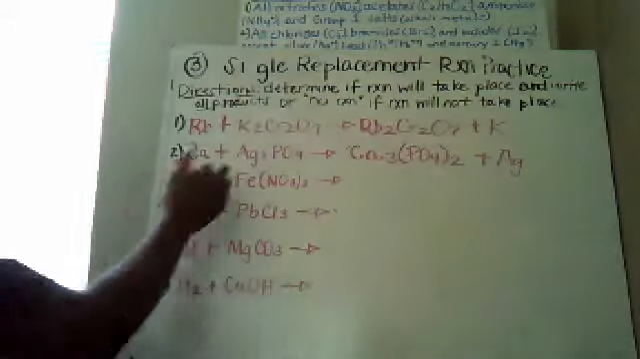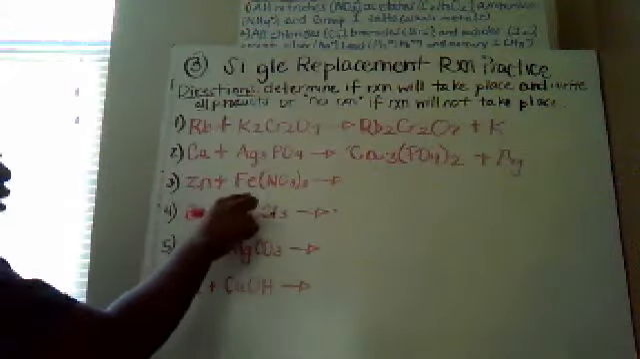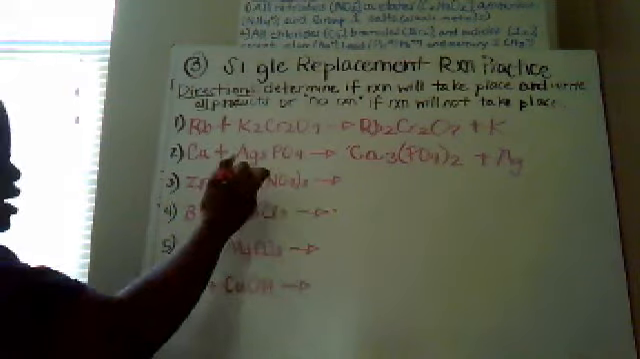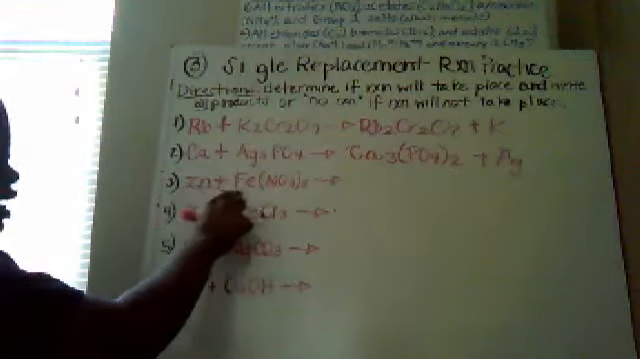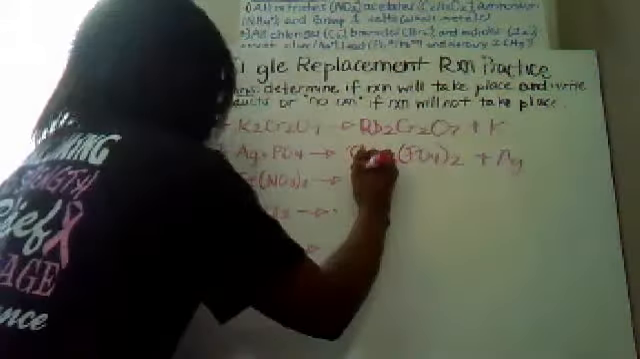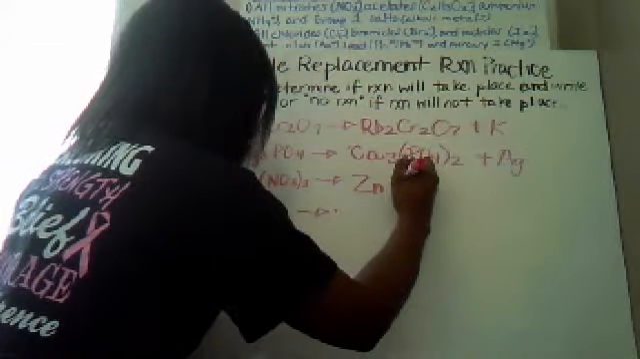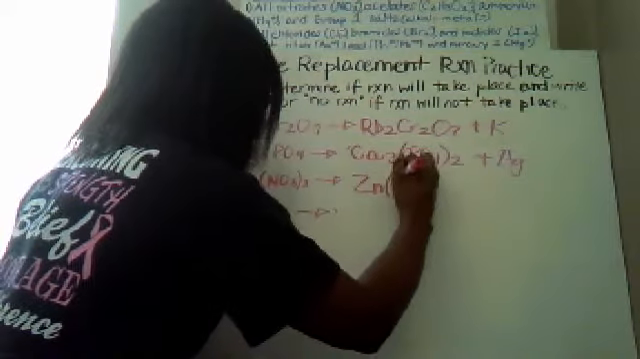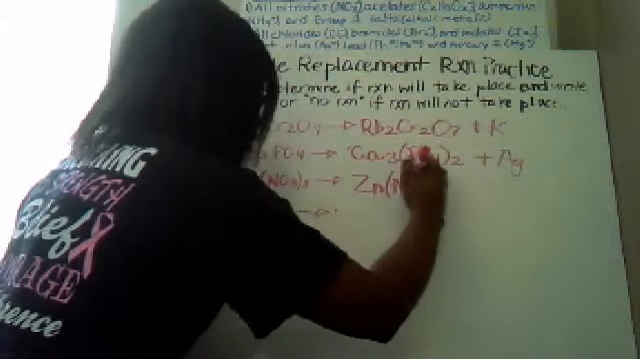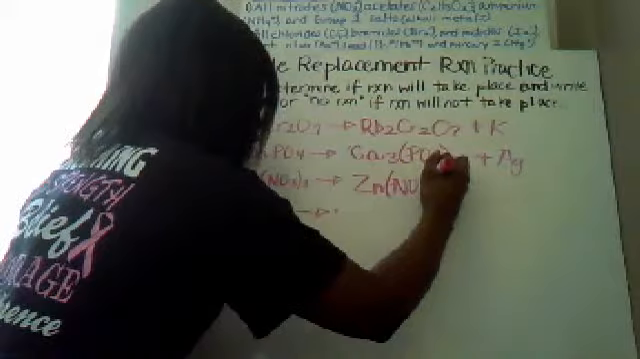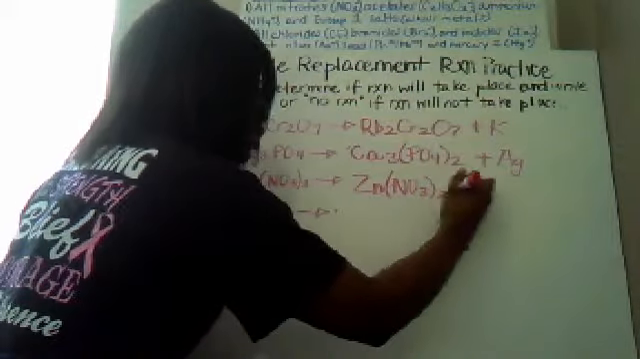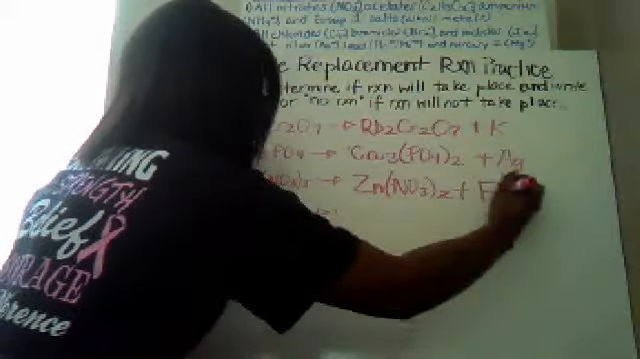Then here we have our zinc plus iron 3 nitrate. So the zinc can actually replace the iron. So this will be Zn. So nitrate has a -1 charge, so NO3. But zinc has a +2 charge, so Zn(NO3)2 plus Fe.